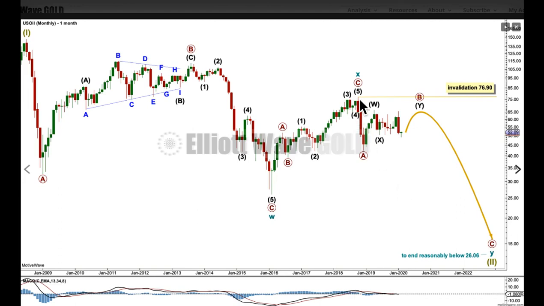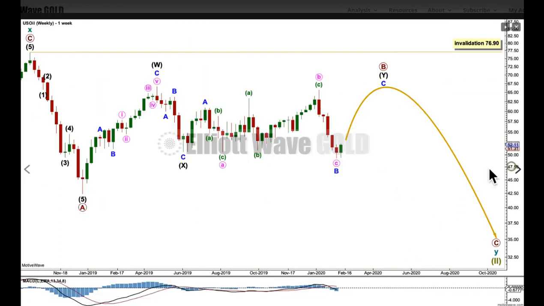We're going to look from this high here, cycle X, this point here. Now we're focusing on the structure of cycle Y, a zigzag 5, 3, 5. The structure of primary B still looks incomplete. I'm labelling it here as a double combination, and that's a reasonably common structure, particularly in a B wave position. The first structure in the double may be complete here. It is labelled Intermediate Wave W. It subdivides as a zigzag 5, 3, 5.